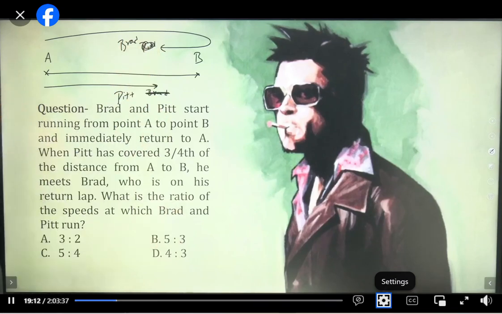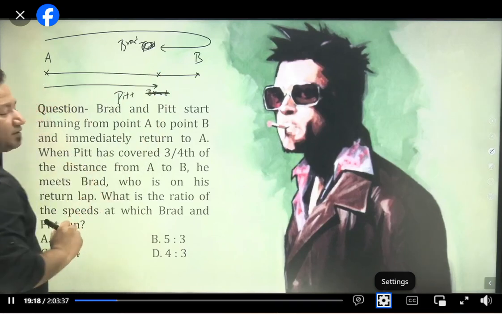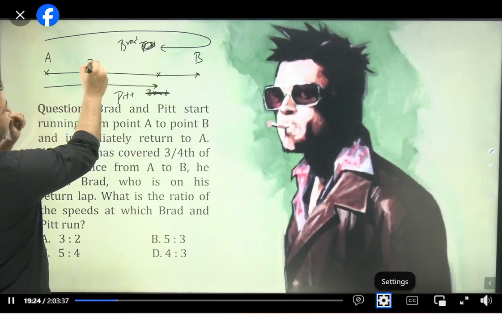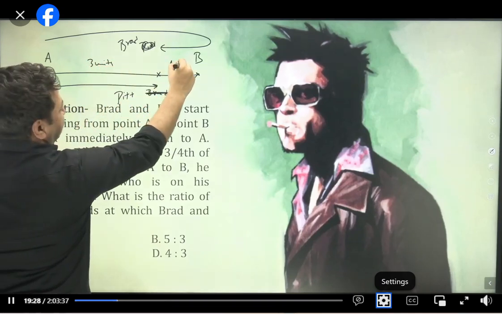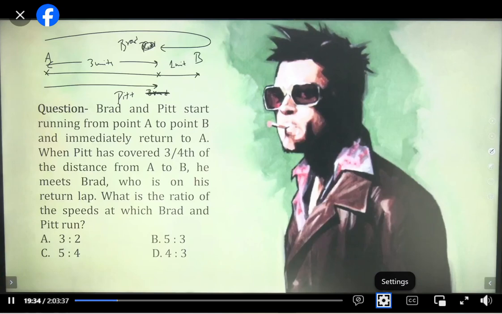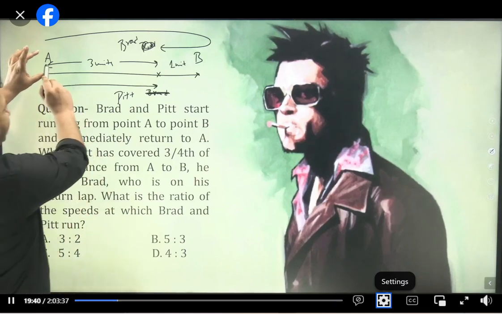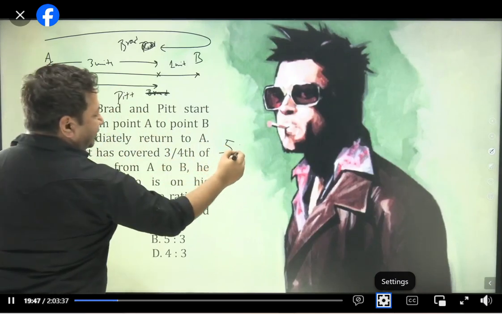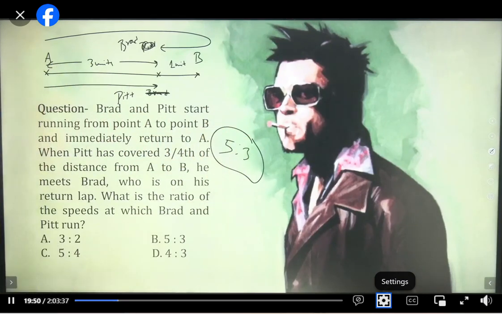So Pitt has covered 3/4 of the distance, right? So this point is 3/4 of the total distance of AB. So I can assume this to be 3 units and this remaining to be 1 unit. Is that clear? I can assume that. So what has happened over here? Brad has run 3 plus 1, 4, plus 1 again. So Brad has run 5 units while Pitt has run only 3 units. So 5:3. That will be the ratio of distance. And ratio of distance will be equal to ratio of speeds because time is constant.